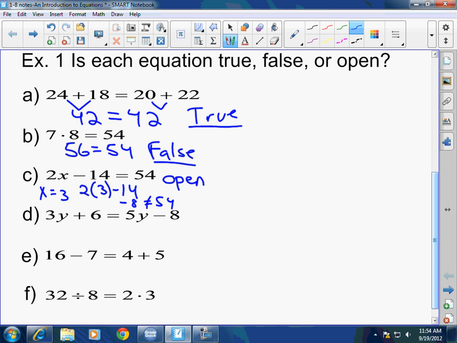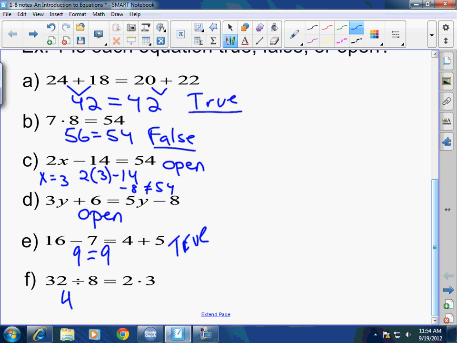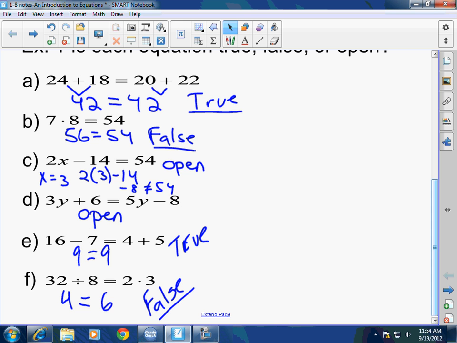How about for D? I got 3y plus 6 equals 5y minus 8. What is that going to be? Open, of course, because we don't know what y is. We can't tell if it's true or false at this point. 16 minus 7 is 9, and 4 plus 5 is 9. So that is true. And 32 divided by 8 is 4, and 2 times 3 is 6. Does that make sense? Awesome. All right, cool beans. Let's move on.